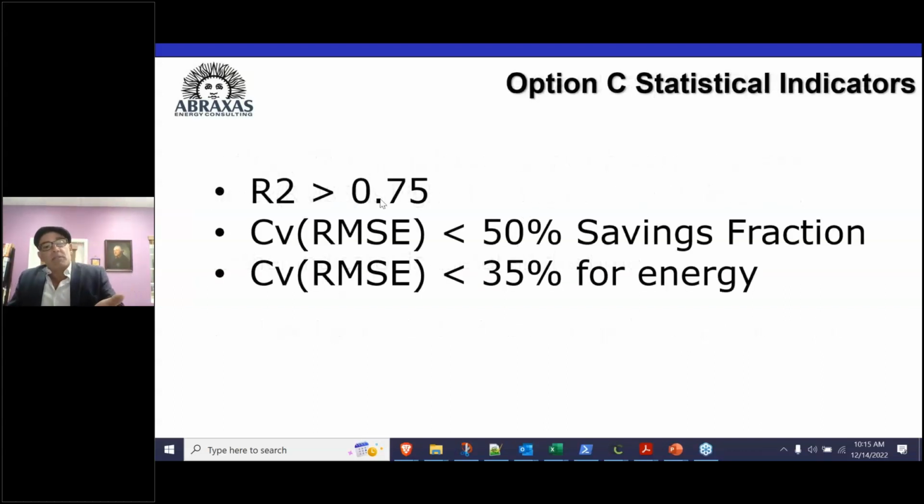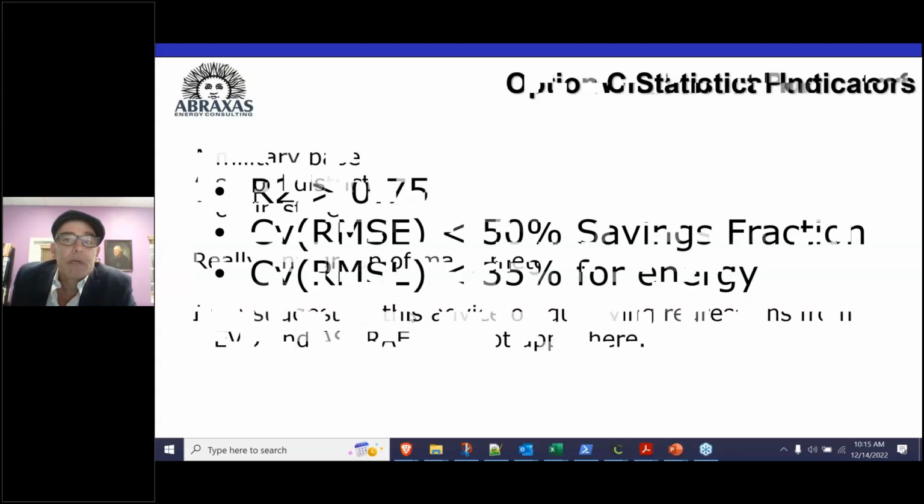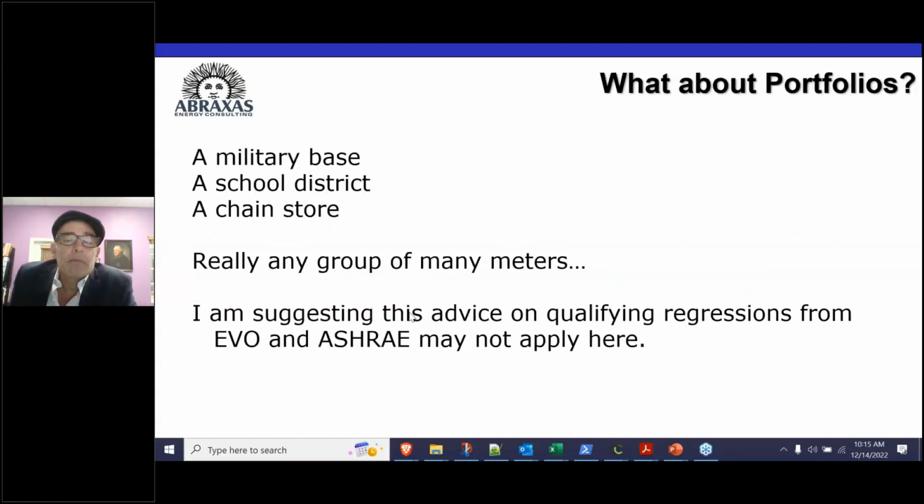But anyway, back to this. This is what we've been told we should use, and for the most part, this is the world we live in. Okay, but maybe it doesn't always apply, and this is the whole point of this talk. What if you're doing a military base, or a school district, or a chain store? You have one client, many buildings.